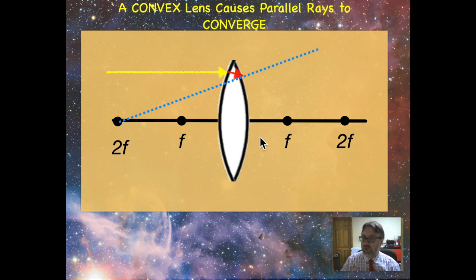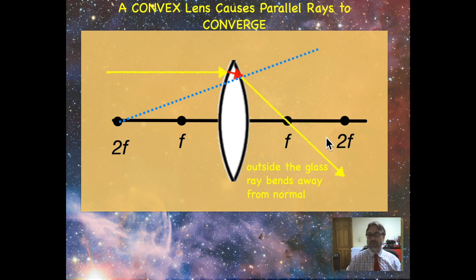Now, because I'm going from glass, where light is slow, into air, where light is fast, I expect my light ray to bend away from this normal line. And it does. Looking at the geometry, what ends up happening is a parallel light ray for a convex lens will ultimately be bent through the focal point on the opposite side of the lens.